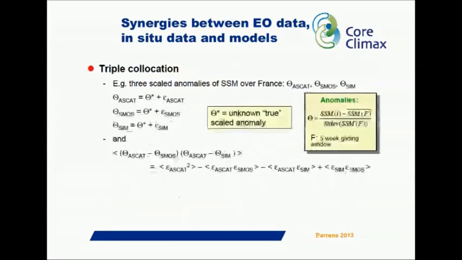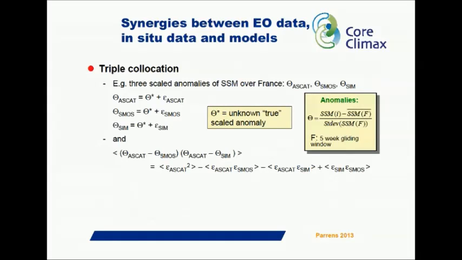So how to make the difference between all these results? There is a technique which has been used a long time in oceanography, which is called triple collocation. I will present the equations here, again in the context of scaled anomalies, because the equations are very simple in this case. So for example, let's consider 3 scaled anomalies of surface soil moisture over France: one derived from ASCAT, one from SMOS, and one from the model simulation.